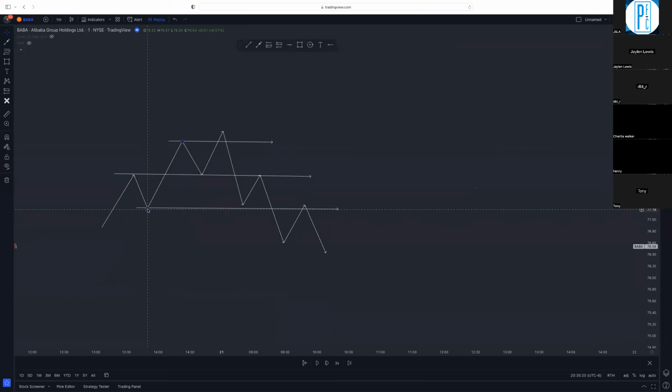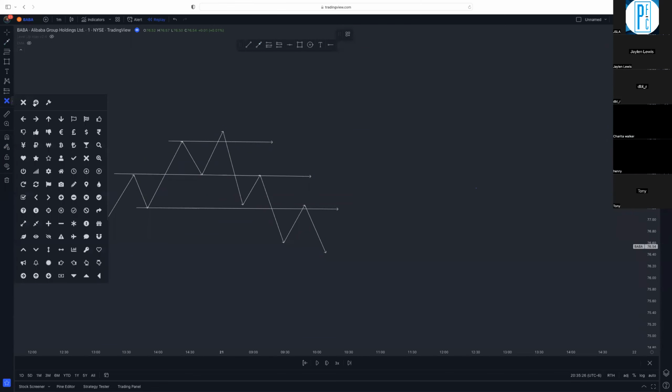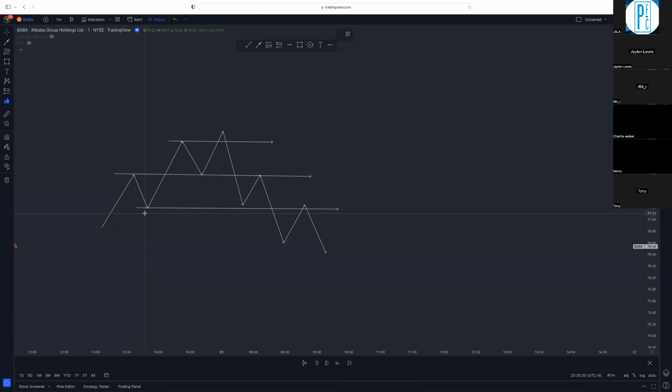So we're taught to buy at these points right here. I'm going to make it green. Okay, so we buy at the green, right? We buy the retest. All right. So you notice how this is our resistance level.